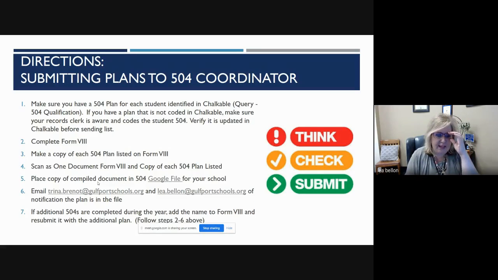Okay. In that case, you'll want to possibly remove someone who should not be in Chalkable, but really communicate with your records clerk before you submit this to me, because I keep it on file, and if someone from the Office of Civil Rights comes, I will have all of the records here that I can show them.